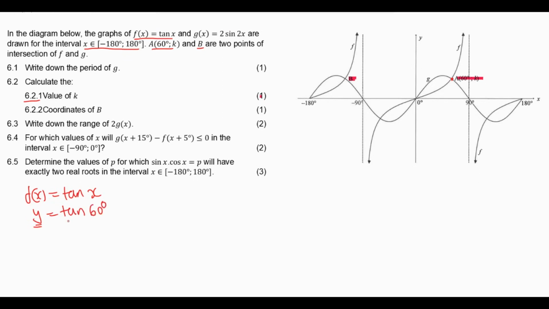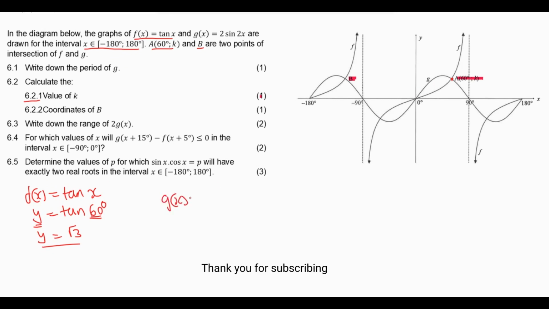How do we find y here? This is a special angle. We must know this. You can also use your calculator. Just say tan 60. You'll get that y is equal to root 3, or if you want to write it as a decimal, it will be 1,73. And then let's use g(x).